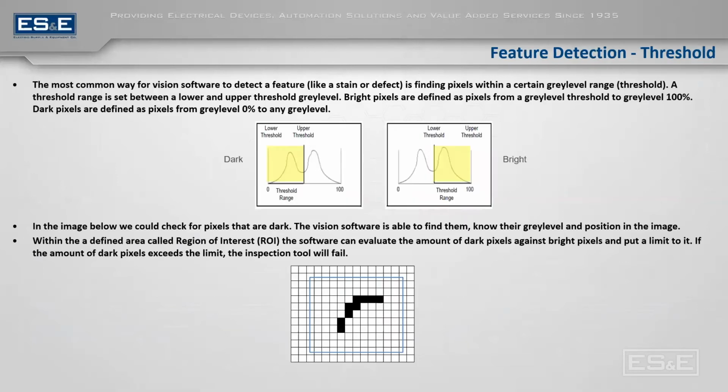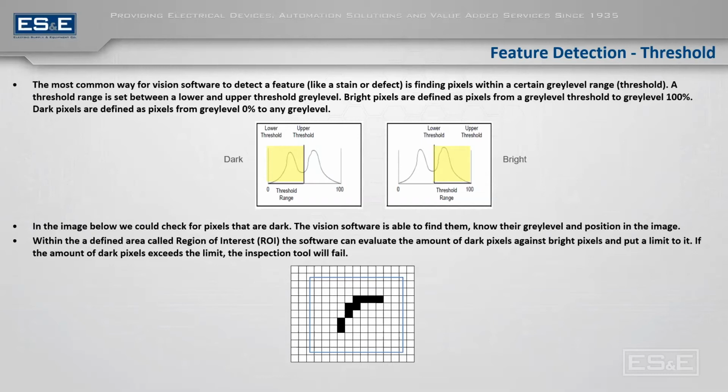So the most common way for vision software to detect a feature, like a stain, defect, whatever we're looking for, is finding pixels with certain gray level ranges, like your threshold. The threshold range is set between a lower and upper threshold of the gray level. Bright pixels are defined as pixels from the gray level threshold to gray level 100%. Dark pixels, like we went over earlier, are 0.